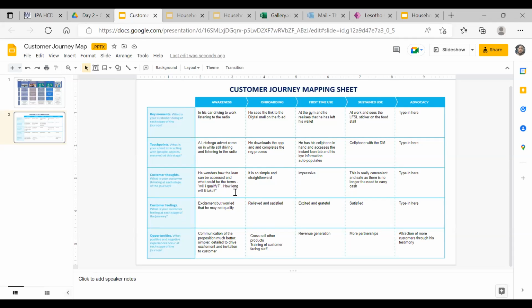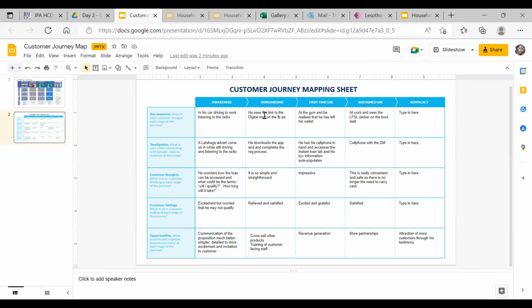They're thinking around the ease of access to the product. And at that moment in time, they're feeling a bit excited, but also worried that they may not qualify. So from an opportunities perspective, we still have the opportunity to communicate our proposition even better and drive the simplicity of the product in a detailed manner that drives excitement and invitation to the customer to come through our channels.